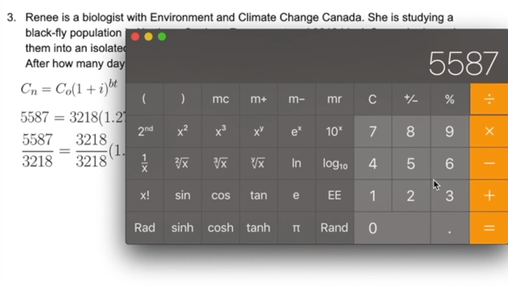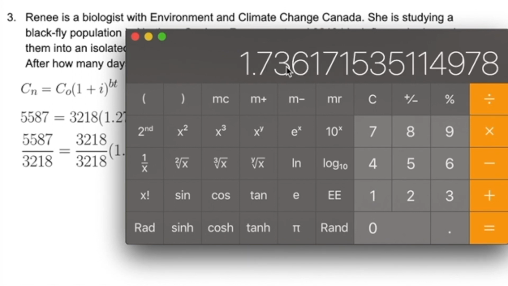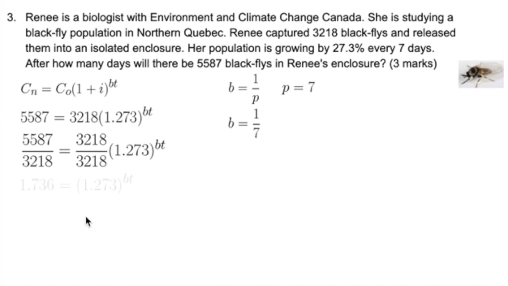5587 divided by 3218 is equal to 1.7361, and it goes on forever. Keep that number in your calculator. I'm just going to write a rounded version of this, 1.736, but remember, this just represents the real number that's in our calculator, is equal to 1.273 to the bt. This is an exponential form. I can write this in logarithmic form.